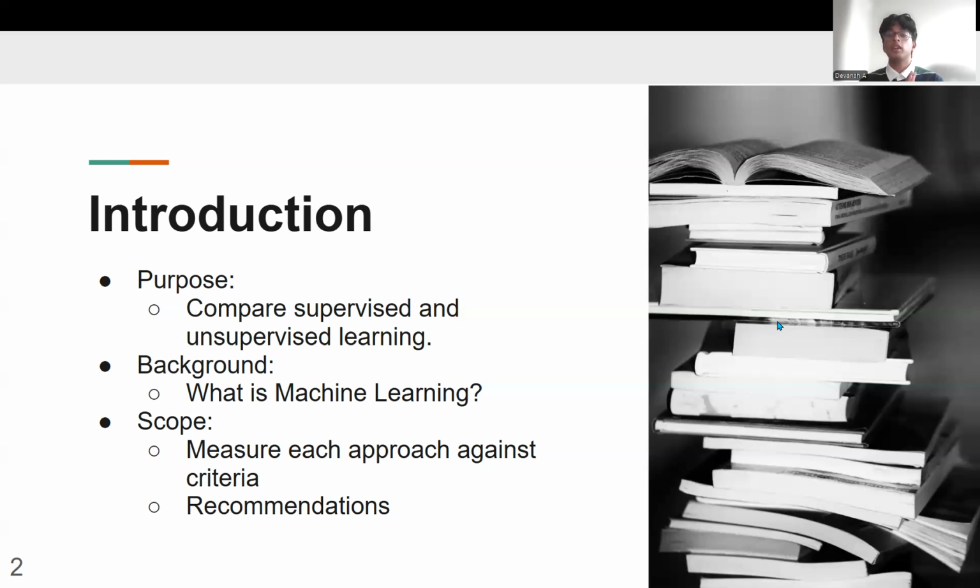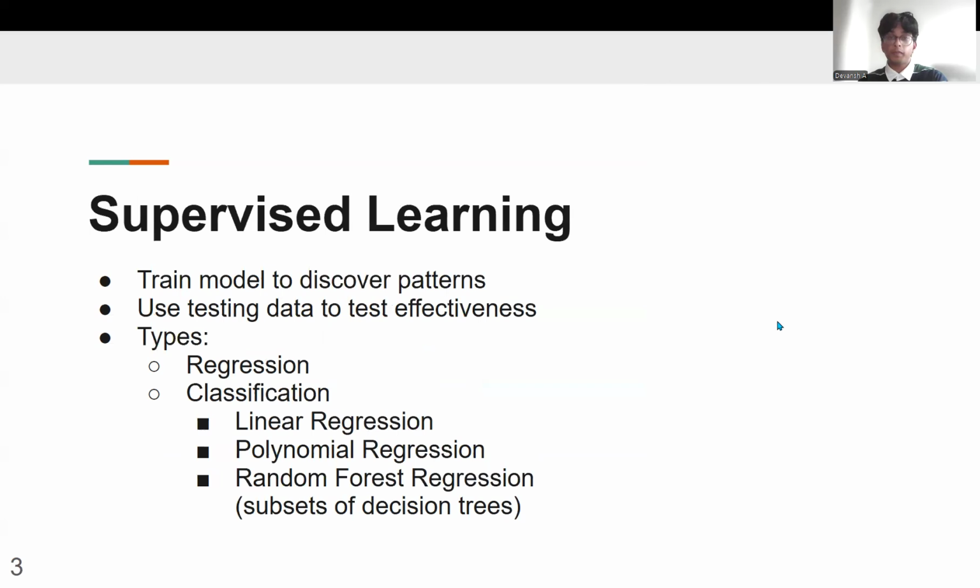So first, I will discuss what supervised learning even is. Supervised learning is a machine learning approach where we train a model to discover patterns in labeled data. The labeled data includes both the input and the corresponding output, enabling the model to learn the relationship between them. After training, we evaluate the model's effectiveness using testing data that it hasn't seen before.